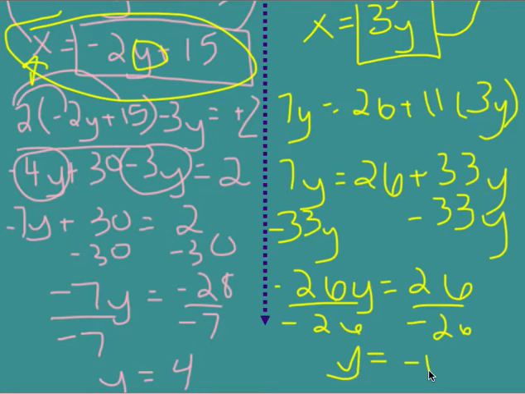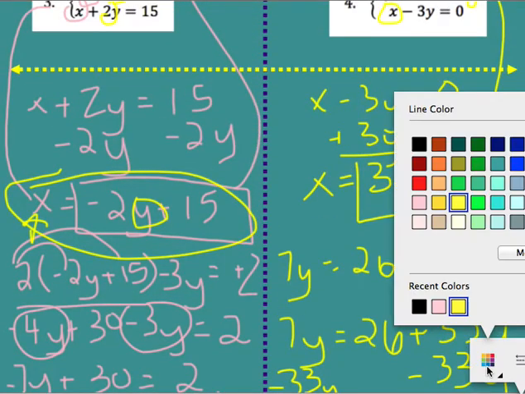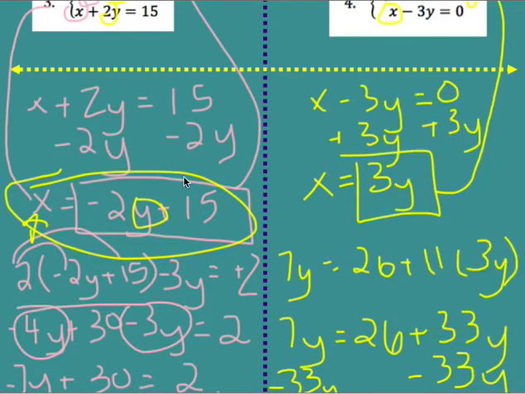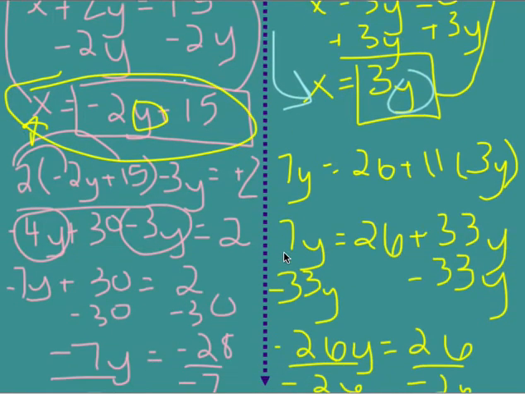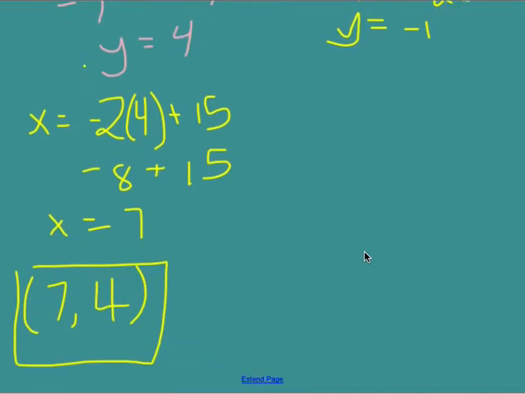So since y is equal to negative 1, I have a couple of options for where I plug it in. I could plug it in here, or I could plug it into either one of these. Again, this equation right here is already solved for x. That makes it easier. So I'm going to put it in there.